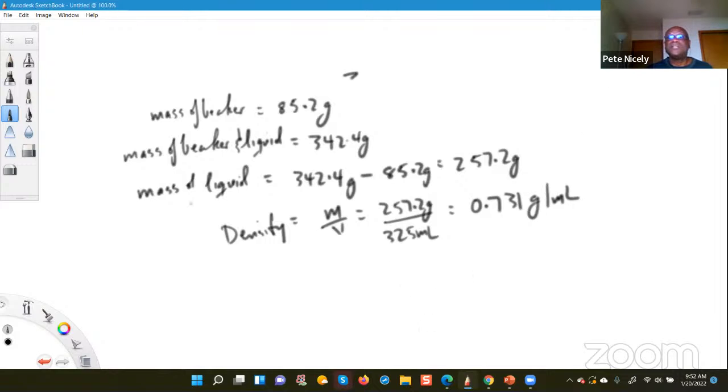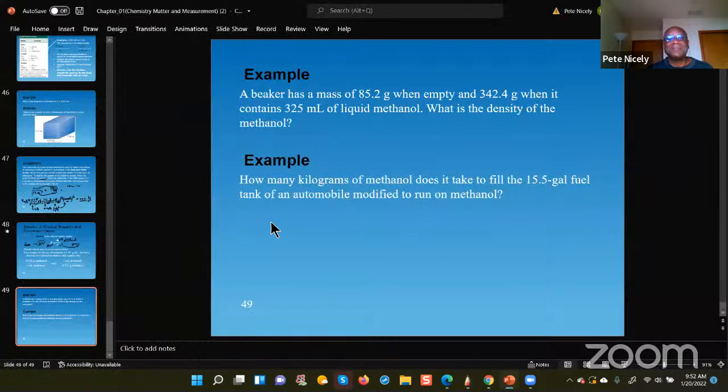Okay, so let me minimize this and move on to the second question, which says, how many kilograms of methanol does it take to fill the 15.5 gallon fuel tank of an automobile modified to run on methanol? All right, so basically in this case, they gave you the volume, right? And the question is asking for the mass of methanol. So you have to use the information that you got from the first part, all right? Because the first part gives you the density.